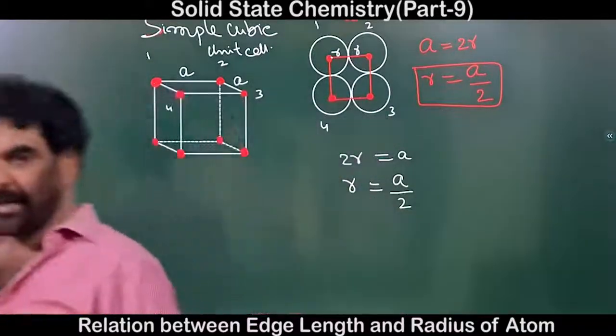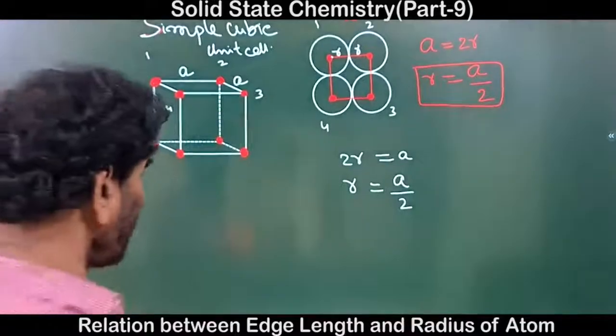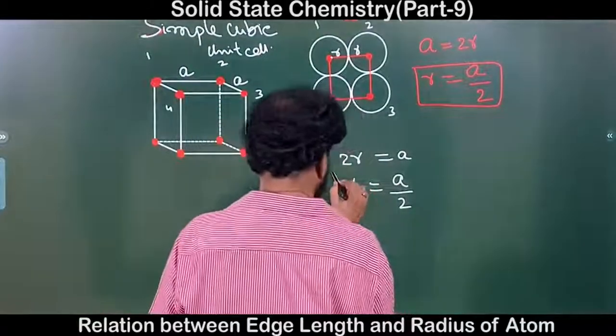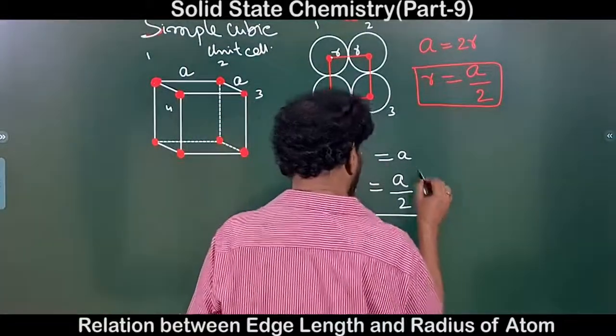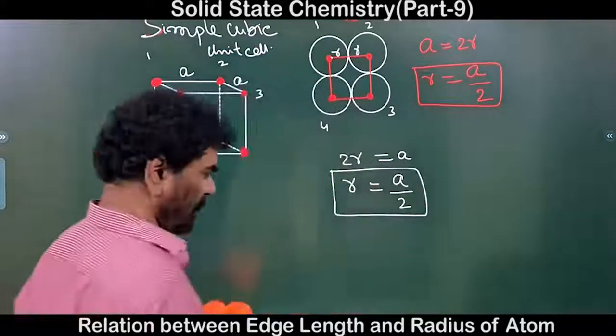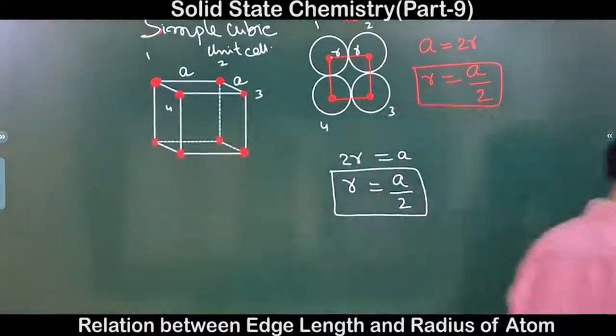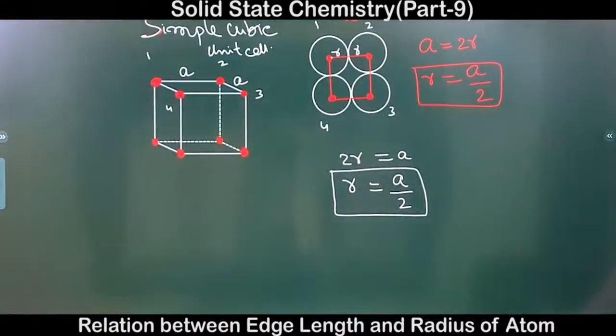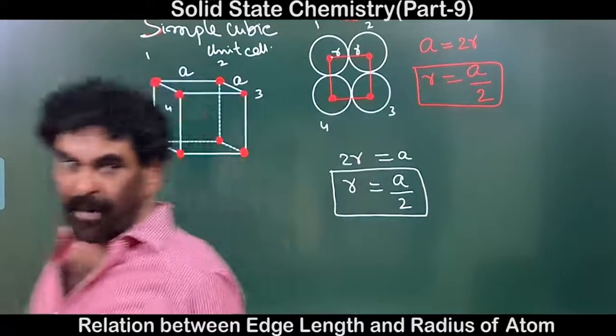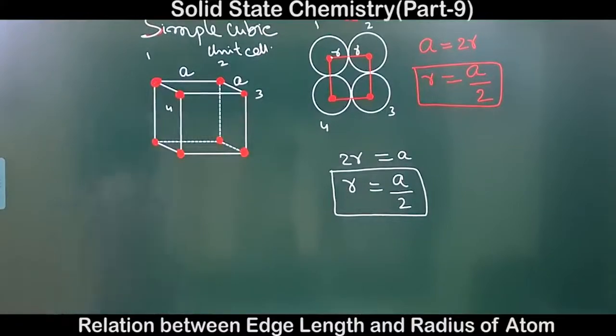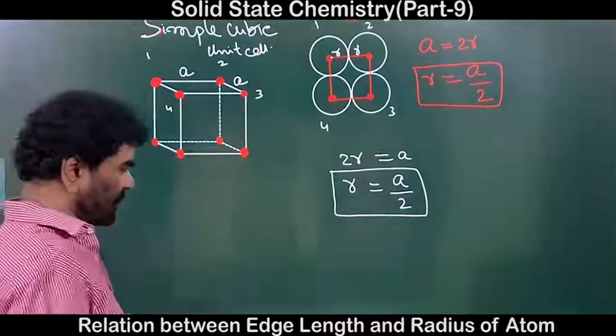Edge length divided by 2 is the interrelation between the edge length and the atomic radius of the lattice point in the case of the simple cubic system. Therefore, if you know the edge length, from that you can find out the radius of the atom. So this is the simple story of the simple cubic system.